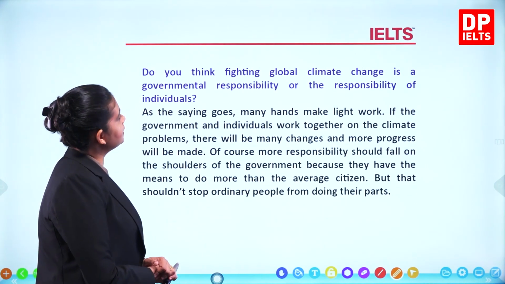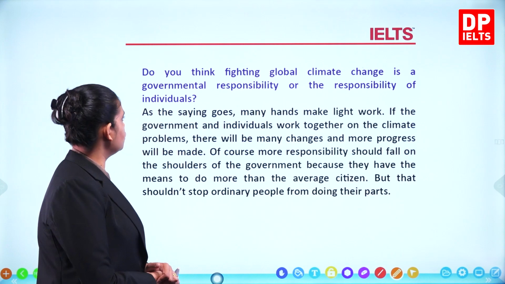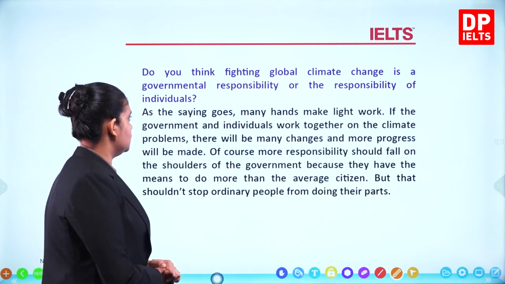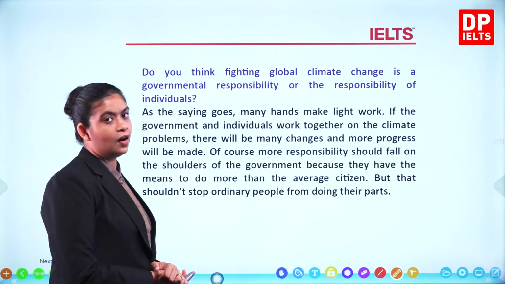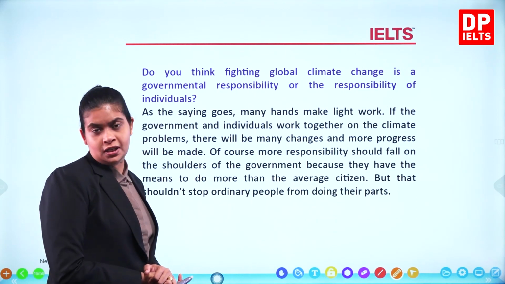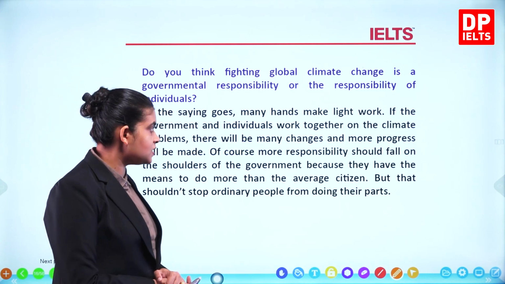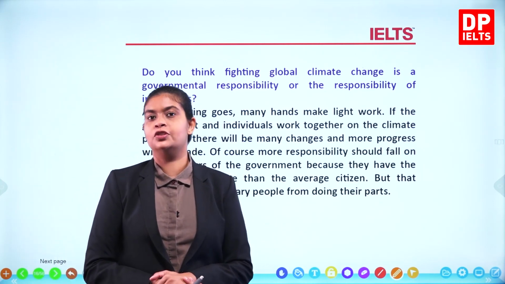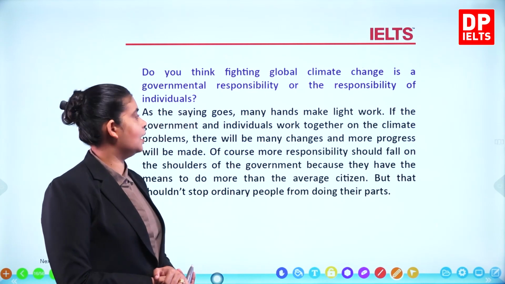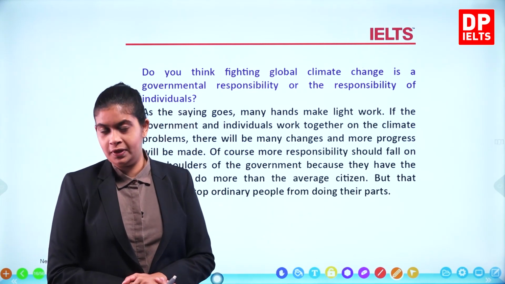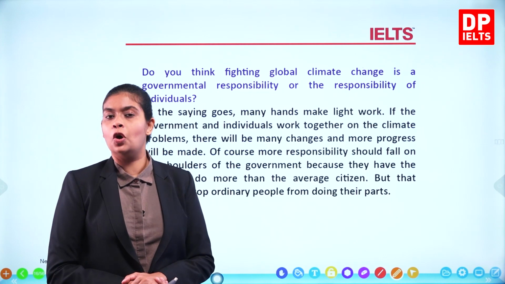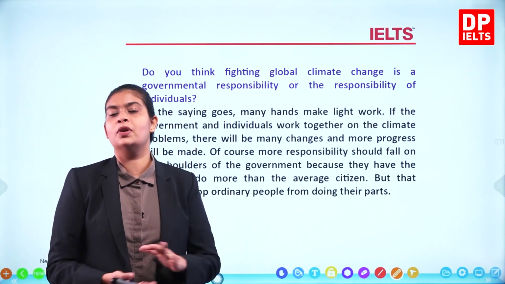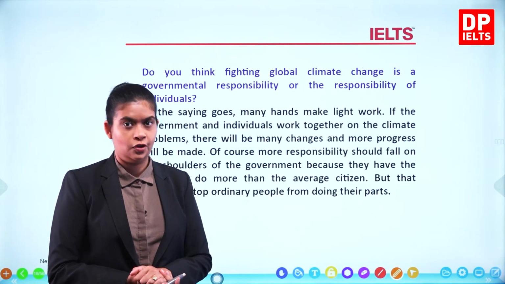Do you think fighting global climate change is governmental responsibility or the responsibility of the individual? I think it's 50-50. Individuals are responsible because they need to act responsibly in order to minimize or to fight global warming, whereas the government should also impose strict rules and regulations to support and make sure that we reduce global warming.